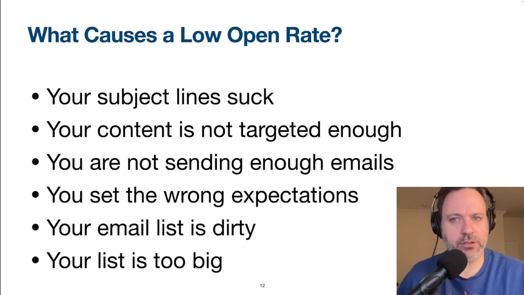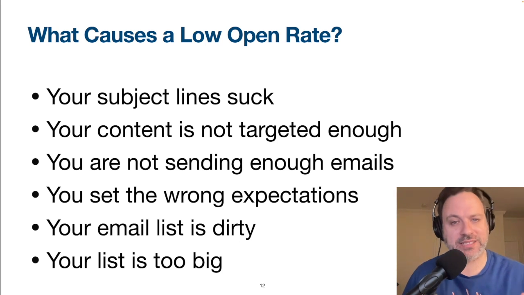So what causes a low open rate? In my mind, there are 6 things, and basically the 10 tips I give you later are going to fix all of them. First one is your subject lines suck. They're boring. They don't generate curiosity. Second is your content is not targeted enough. That means what you're covering is too bland. It's not specific enough to be interesting.